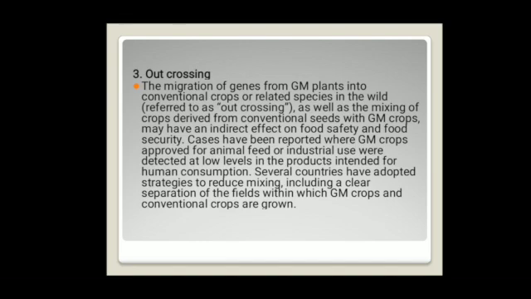Cases have been reported where GM crops approved for animal feed or industrial use were detected at low levels in products intended for human consumption. Several countries have adopted strategies to reduce mixing, including a clear separation of the fields within which GM crops and conventional crops are grown.